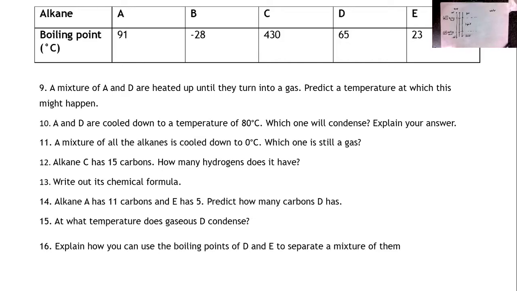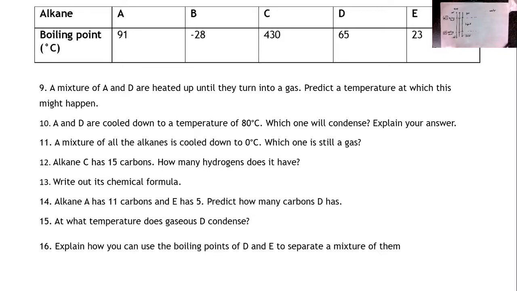At what temperature does gaseous D condense? So if D is a gas and we're cooling and we're condensing it, what does condense mean? Say your answer to the screen on 3. 1, 2, 3. It means a gas turning back to a liquid. Well done if you said that. So what temperature does the gas D turn back into a liquid? Well, it turns back into a liquid at its boiling point, which is 65. Well done if you got that right.